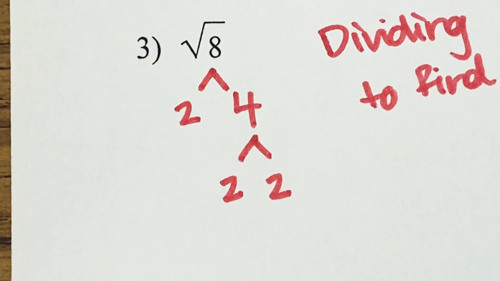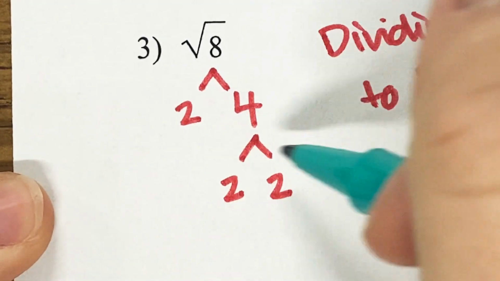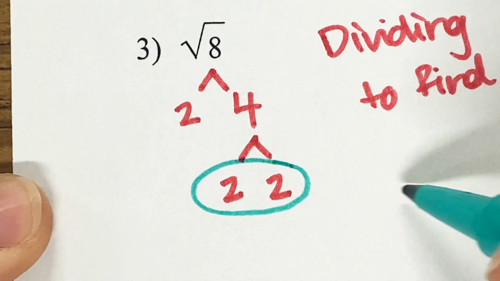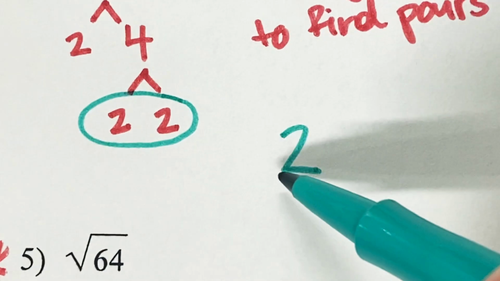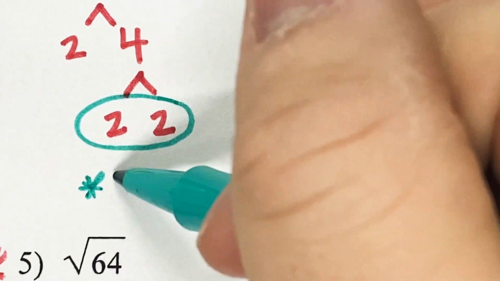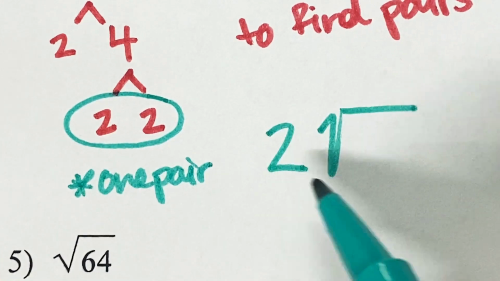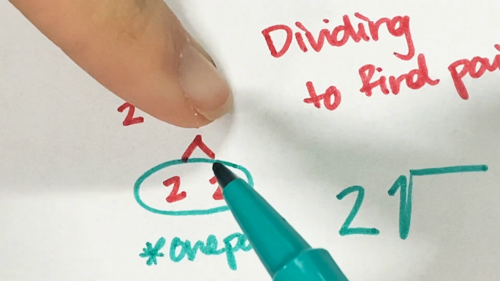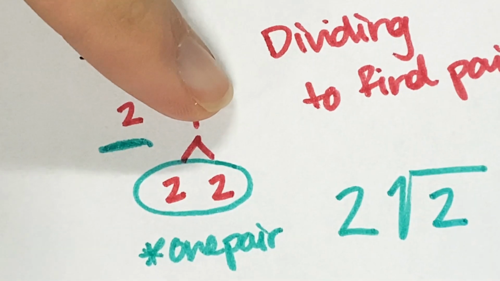Yes. And it doesn't matter which pair of 2's you choose. You can choose these 2's or you can choose those 2's. I'm just going to choose these 2's. So these guys can leave the radical. One pair becomes 1 2 that could leave the radical. One pair. So it just became one, think like one couple was able to leave the house. But what was left inside the house? The only thing we have left was that 2 right there.